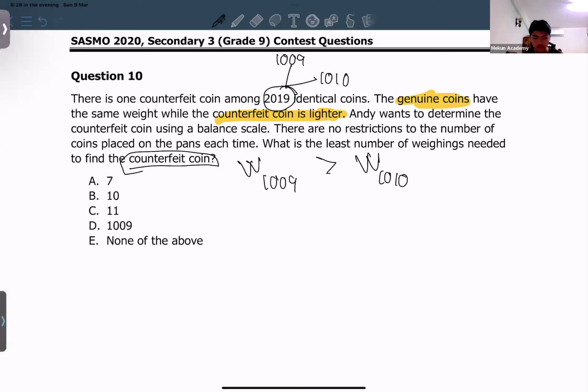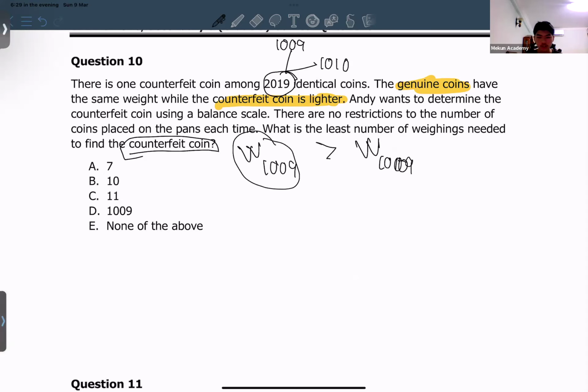First, you can just remove one coin from the 1010. You'll weigh 1009 and 1009, and you will know that one of them is lighter than the other. For example, if this one is lighter than the other one, you can say that the counterfeit coin is among the 1009. Then you can do the same thing again and again. You divide it into 2, and again one is lighter than the other, so you can divide it again and again.